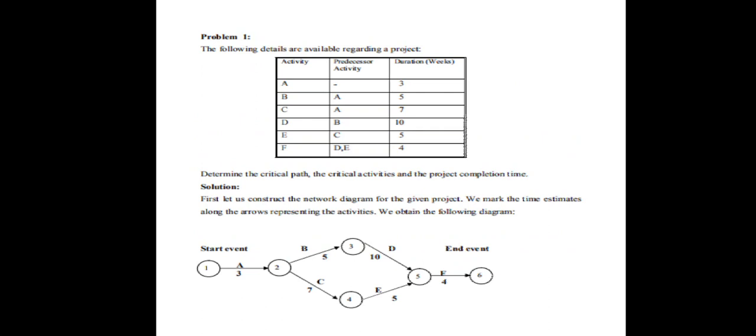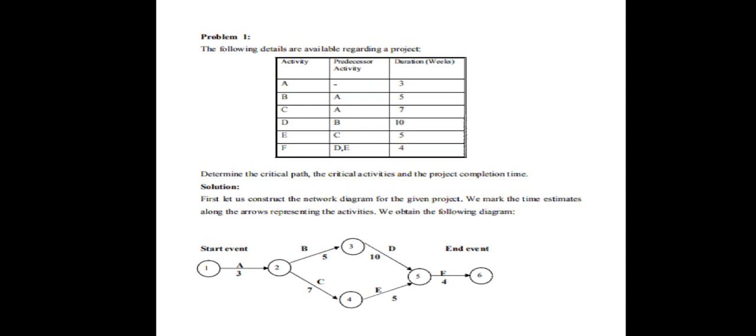The following details are available regarding a project. Activities are given as A, B, C, D, E, F, along with predecessor activities. What is a predecessor? It is the preceding activity. The duration is given in weeks. Determine the critical path, the critical activities, and the project completion time. Here we have to draw the network diagram, and then identify the critical path as well as the critical activities and the project completion time. So let us move to the solution.